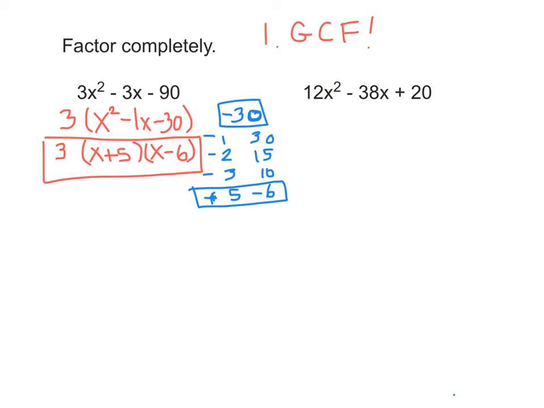12, 38, and 20. What is their greatest common factor? It might help some of you to actually go through and jot down some of the factors. 1 times 12 is 12, and 2 times 6 is 12, and 3 times 4 is 12.